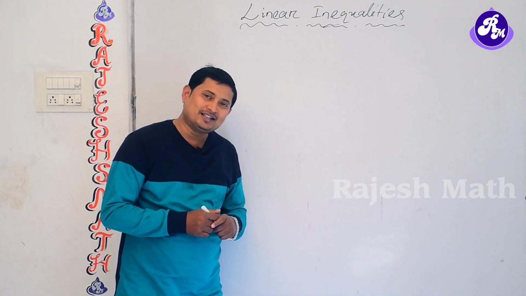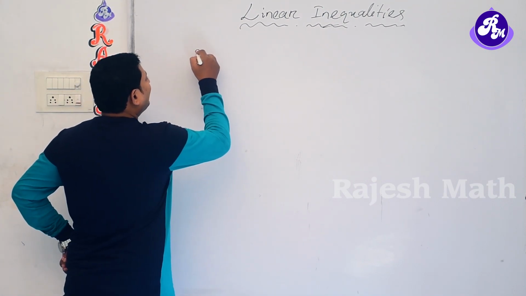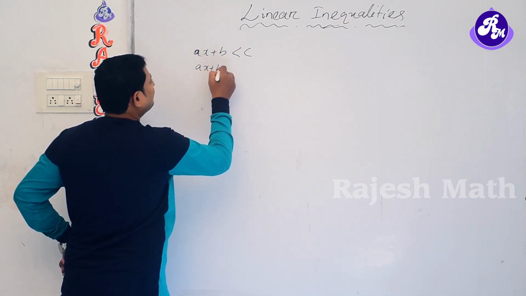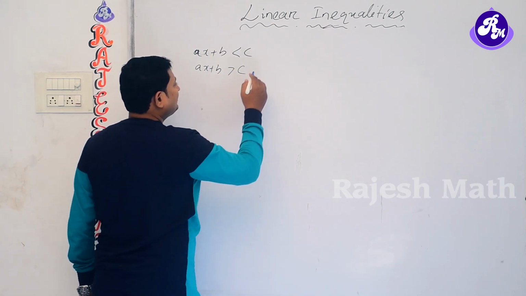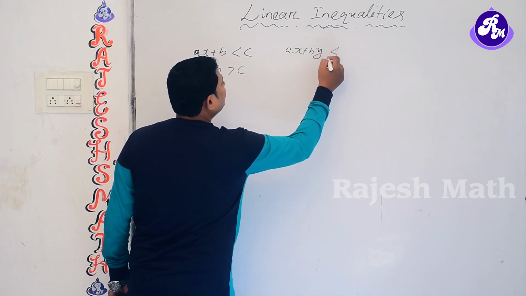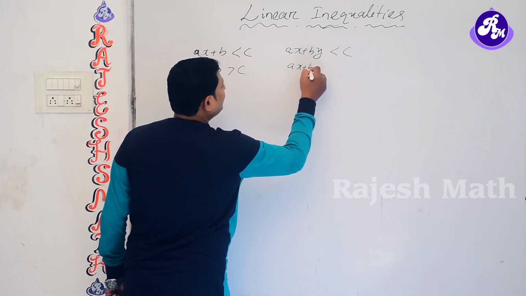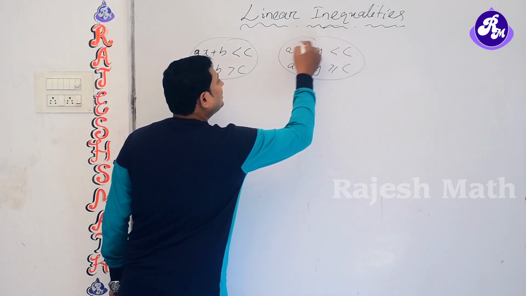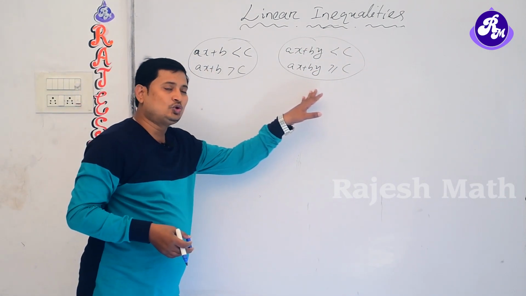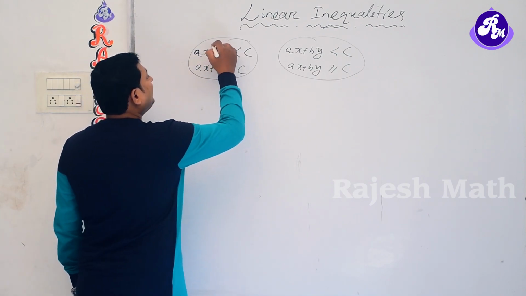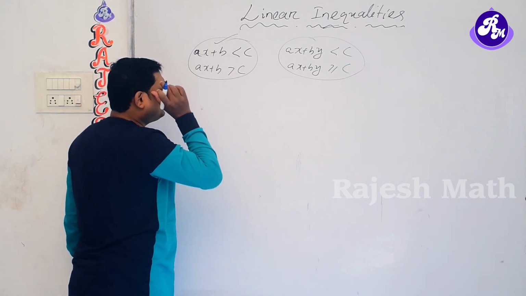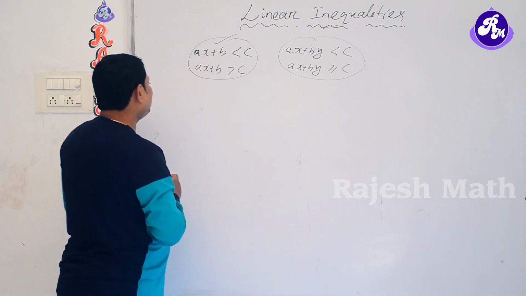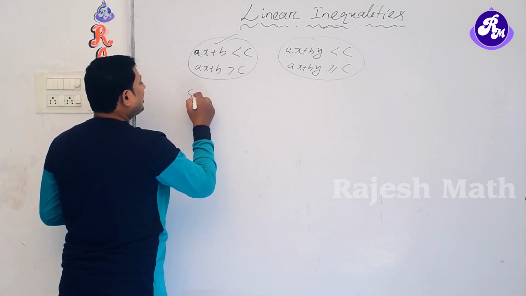Some examples of linear inequations are ax plus b less than c, or ax plus b greater than c, or greater than or equal to, or less than or equal to c, ax plus by less than c, or ax plus by greater than or equal to c. These are called linear inequations. But what is the difference between these two? These are called a linear inequation in one variable, whereas these are called a linear inequation in two variables.